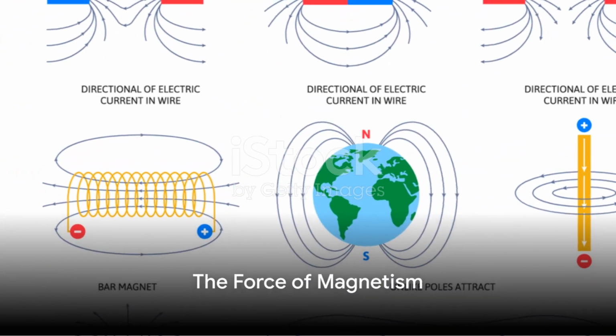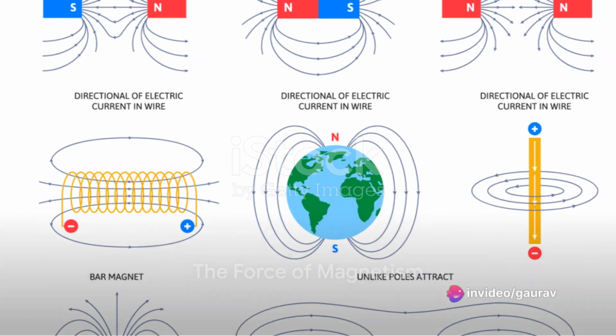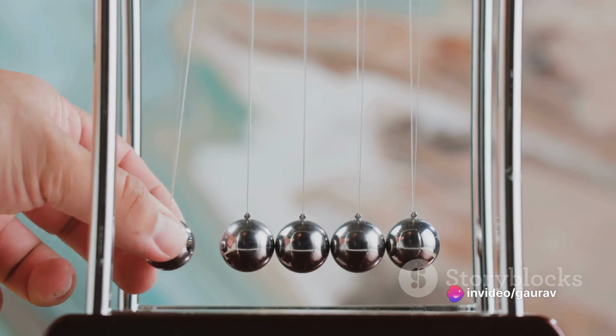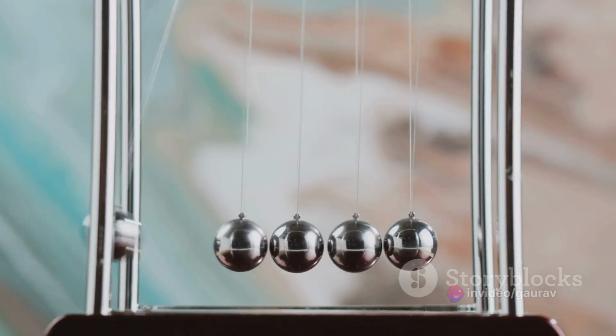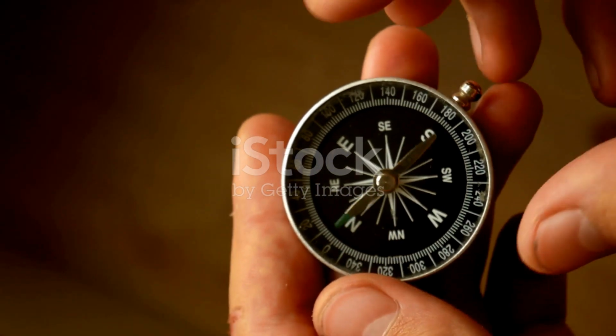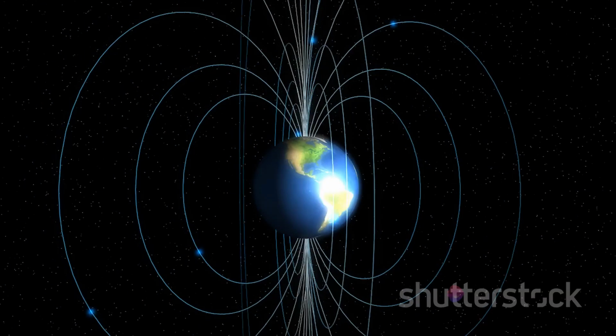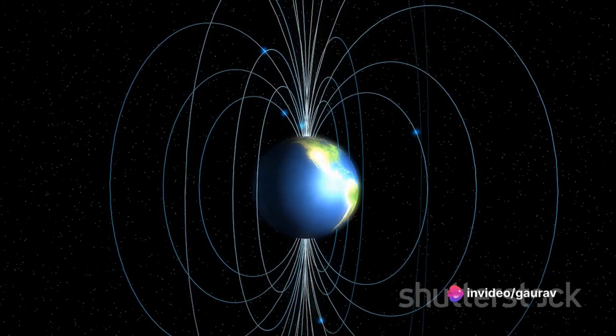Magnetism, then, is simply the force exerted by these magnetic fields. This force can either attract or repel other magnetic objects depending on their orientation. That's why a compass needle always points north. The Earth itself is a giant magnet, and the compass aligns itself with the Earth's magnetic field.